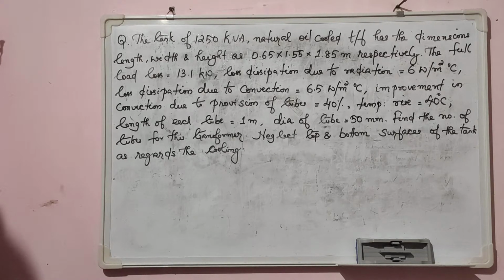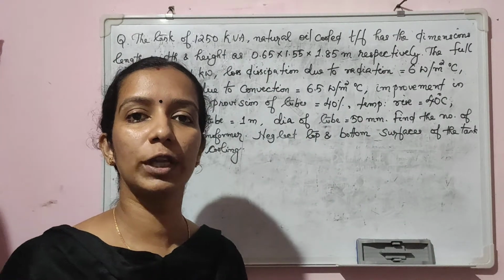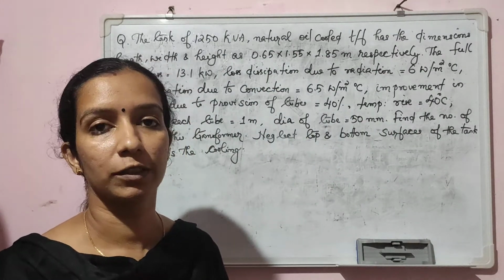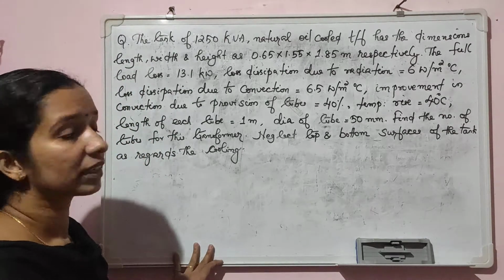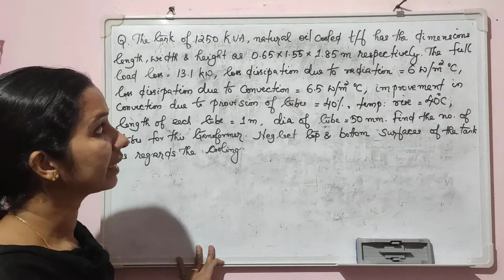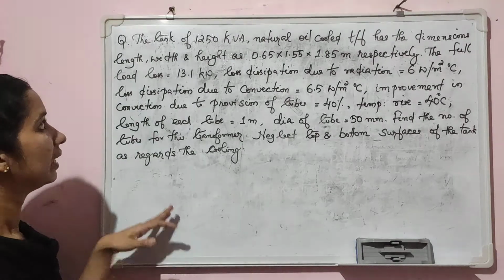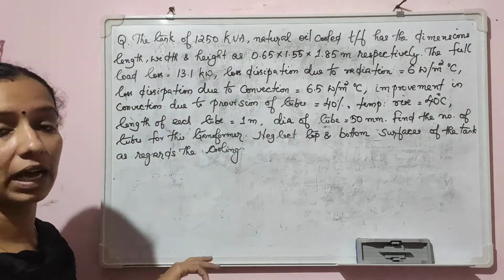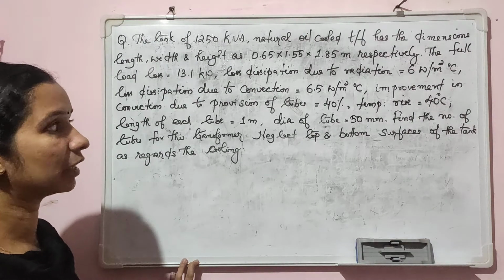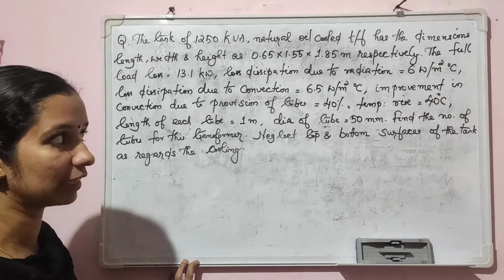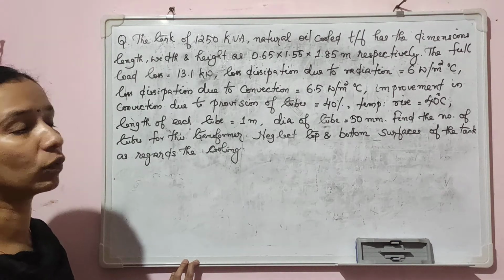In this lecture, we will be solving a problem for calculating the number of cooling tubes required for a transformer. The question is: the tank of a 1250 kVA natural oil-cooled transformer has the dimensions length, width and height as 0.65 by 1.55 by 1.85 meter respectively. The full load loss is equal to 13.1 kilowatt.